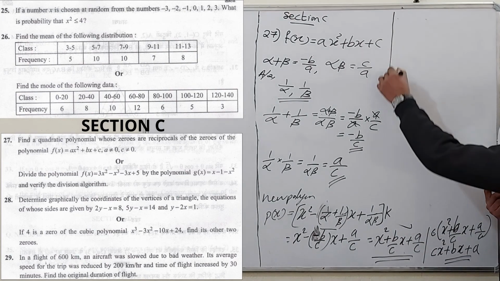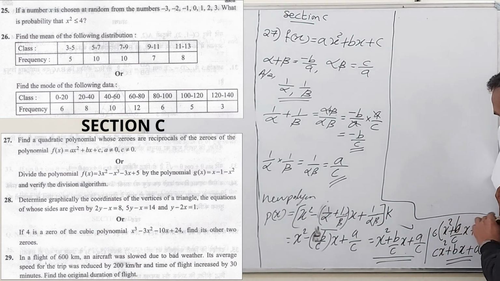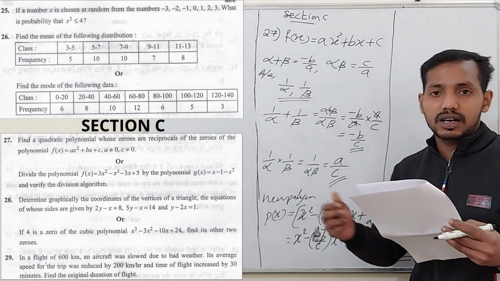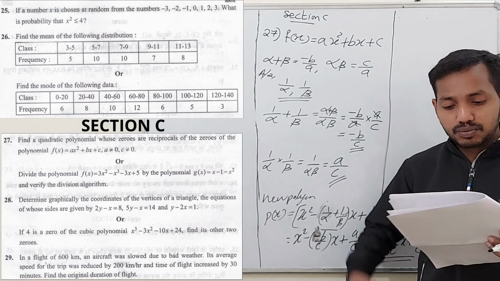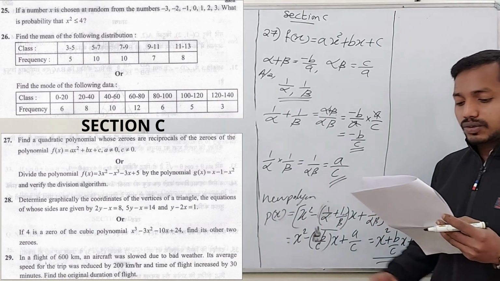Now one more question is given for this, question number 27, regarding the division algorithm of polynomials. Actually this portion is deleted, so we are not going to discuss that one.